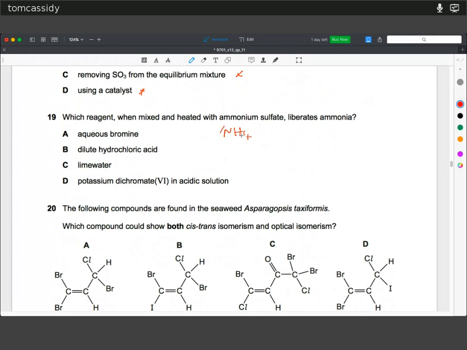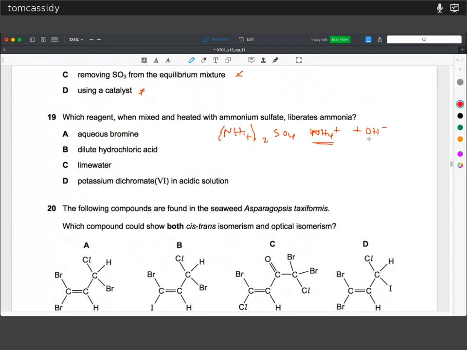So this is ammonium sulfate, (NH4)2SO4. And so you've got this ammonium ion here, NH4+. And you should know a simple test for the ammonium ion. And the simple test for that is to add normally sodium hydroxide.